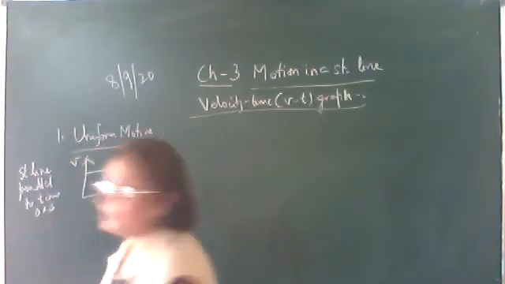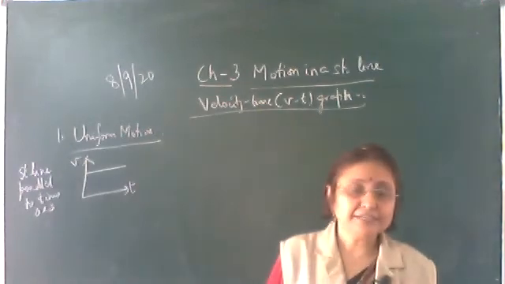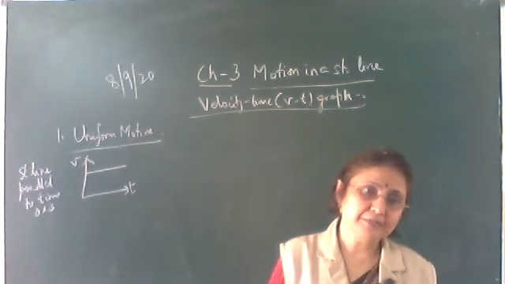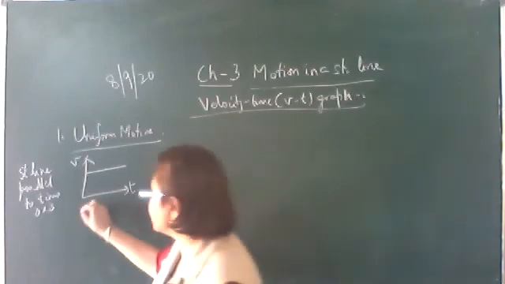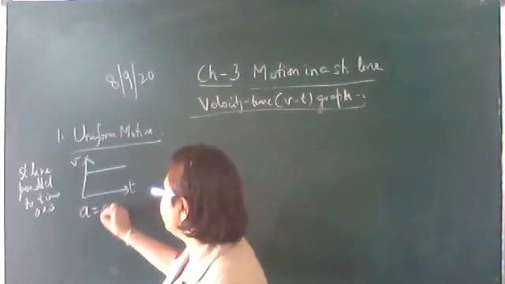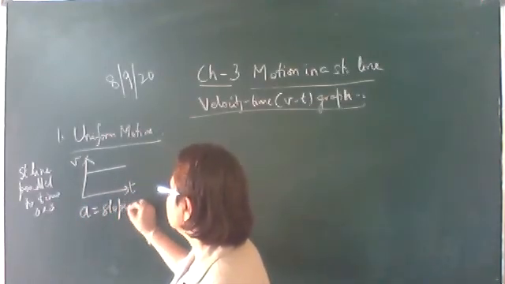Okay, now as we have written, two physical quantities can be determined. The first one is the acceleration. Acceleration is given by the slope of the line.